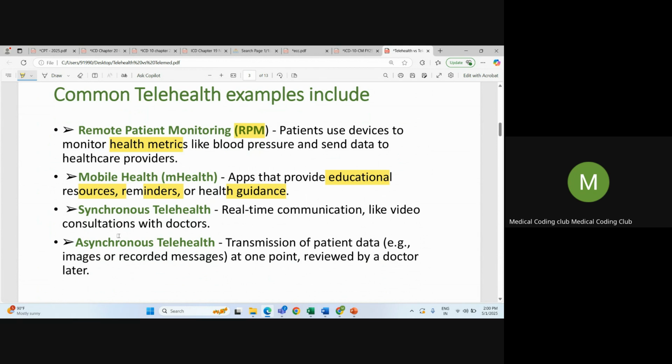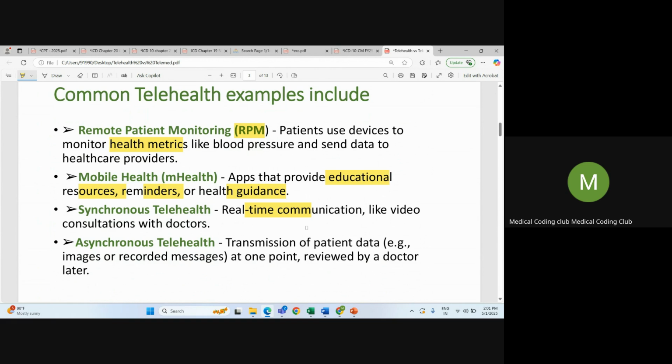The next two things are very important: synchronous telehealth and asynchronous telehealth. Let's understand in short what synchronous telehealth is. Synchronous means real-time communication, like a video consultation with the doctor. It's live. If you are the patient, you should be available and the provider should be available at the same time, and you are connecting via video and discussing your health concern. Both parties are available at the same time. That is called real-time conversing.